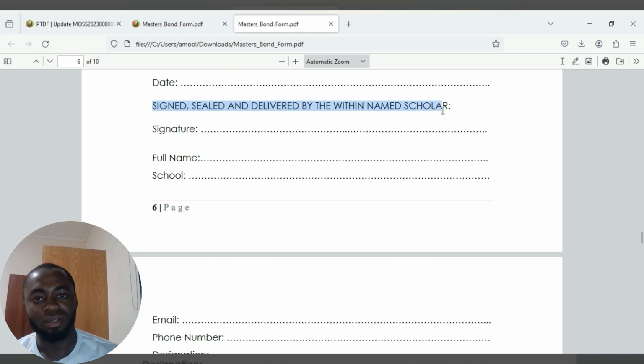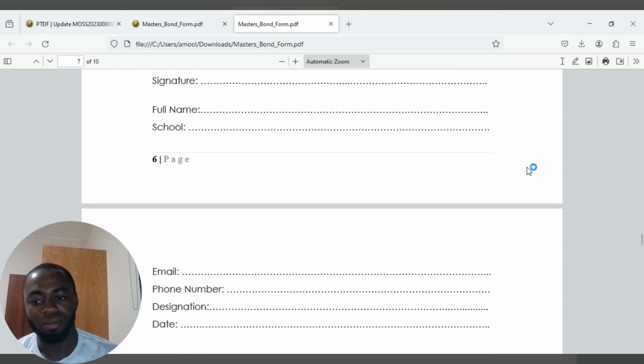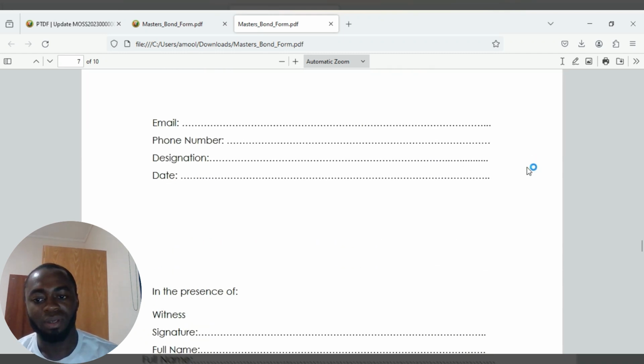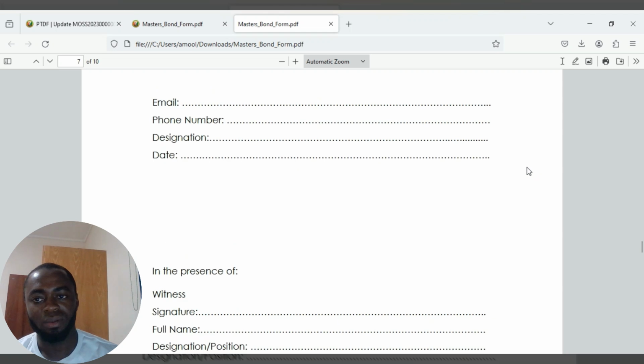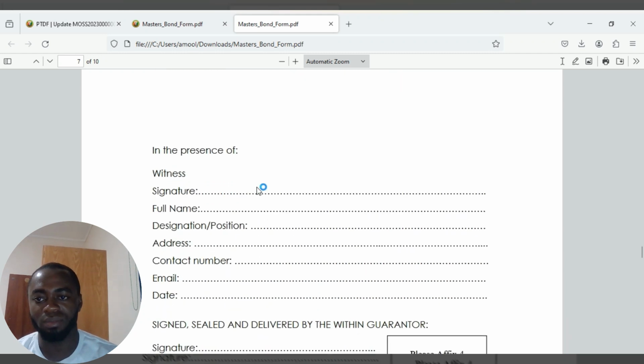Signed, sealed, and delivered by the within named scholar. So the within named scholar, that is where you come in. You append your signature, your full name, and the name of the school. You put down your email address, email ID, your phone number, your designation, you are the scholar, and the date upon which you have duly signed the document.